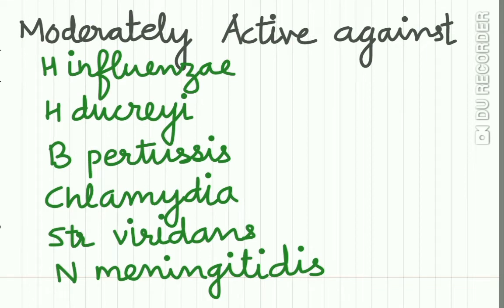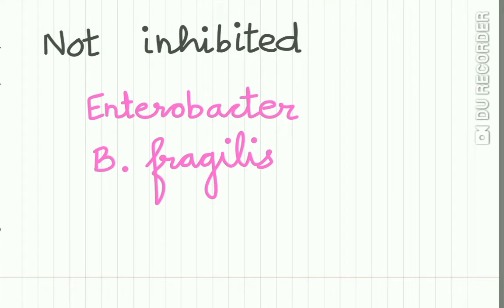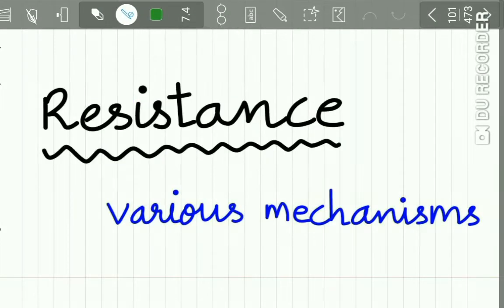pyogenes, Streptococcus pneumoniae, Neisseria gonorrhoeae, Clostridia, Corynebacterium diphtheriae and Listeria. The drug is moderately active against H. influenzae, H. ducreyi, B. pertussis, Chlamydia, Streptococcus viridans and N. meningitidis. And the bacteria which are not inhibited by erythromycin are Enterobacter and Bacteroides fragilis.